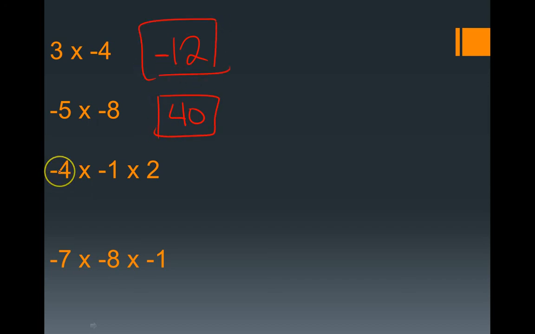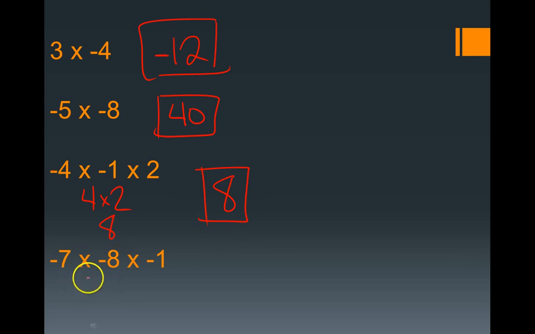Here, let's multiply. You can even do this with 3 numbers. So we go 4 times 1, that's 4, times 2, that is 8. So 8, and I count the number of negative signs. 1, 2. That's an even number, so my answer is positive.